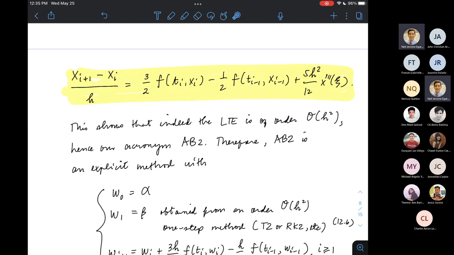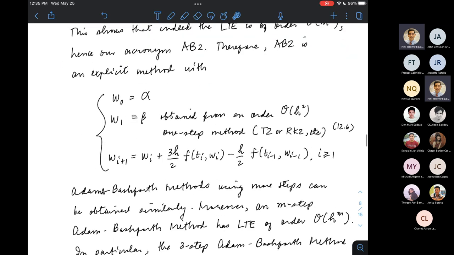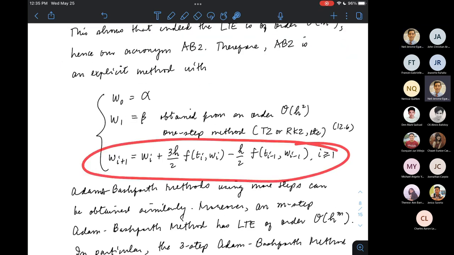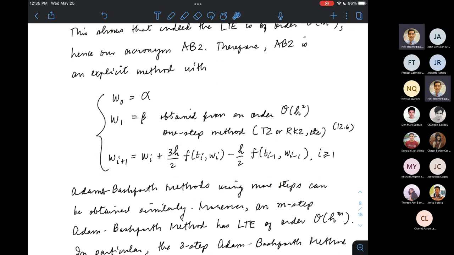And then to get x sub i plus 1, or actually to get w sub i plus 1, I simply multiply both sides by h, okay, and then add x sub i to both sides, and then replace all x sub i plus 1s and all x sub i's by w sub i plus 1s and w sub i's, and I will get this formula para kay w sub i plus 1.